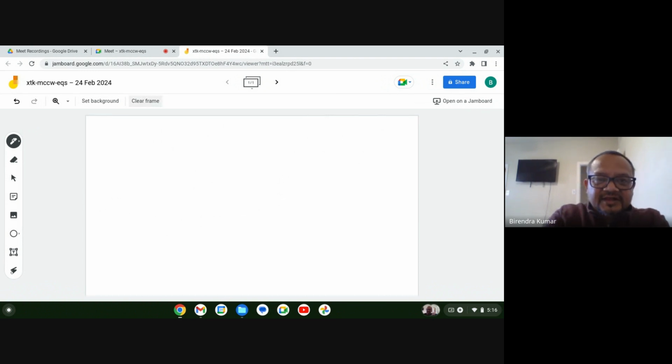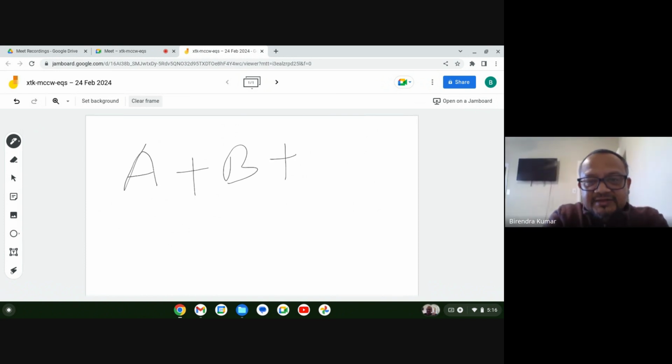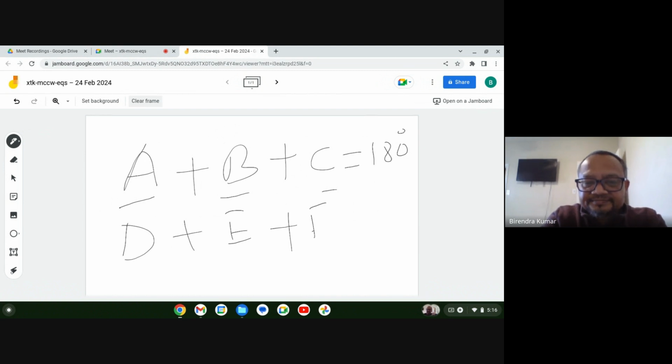It is like this. So the first triangle has three angles, A, B, and C. The sum of all the angles will be 180°. The second triangle has D, E, F as three angles. Again, the sum of all the angles in the triangle will be 180°. So this is A, B, C. This is D, E, F.